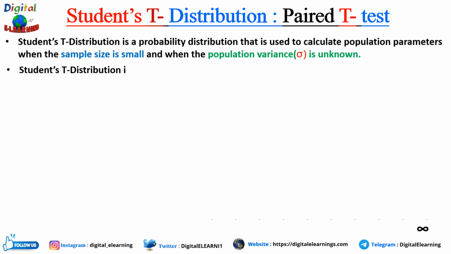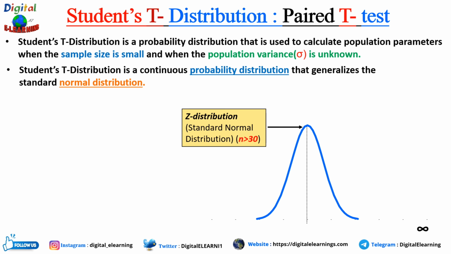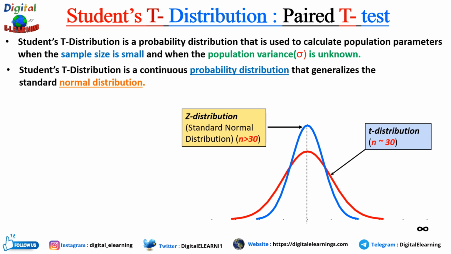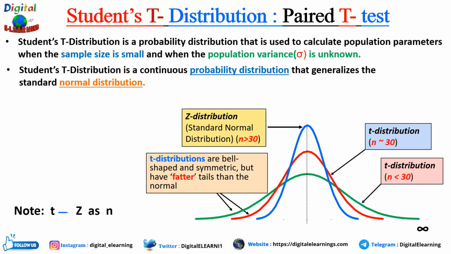Student t-distribution is a continuous probability distribution that resembles the standard normal distribution, right? The shape of the t-distribution will depend upon the degrees of freedom. Like in the above diagram, the blue color curve is a standard normal curve or a Z curve because the sample size is greater than 30. This red color curve is a t-distribution curve because the sample size is close to 30 here. And similarly, this green color curve is also a t-distribution curve, but because the sample size is smaller than 30 here. As the n becomes infinitely large, t tends to become the normal distribution.